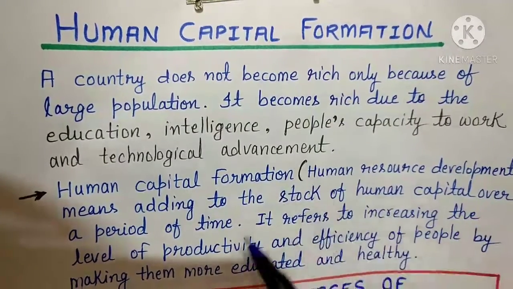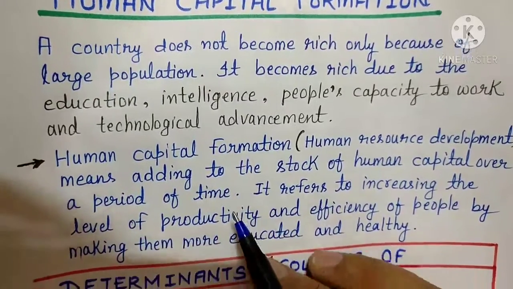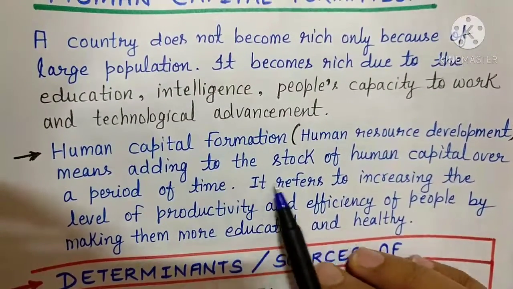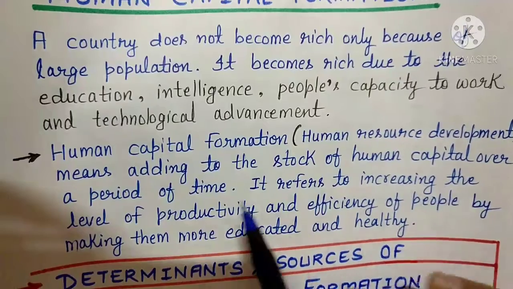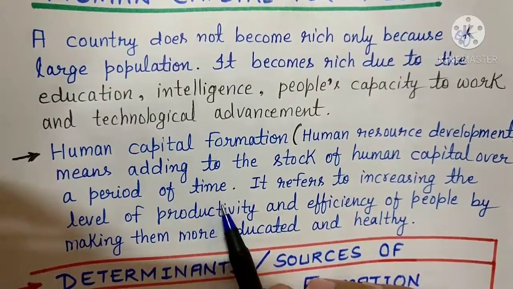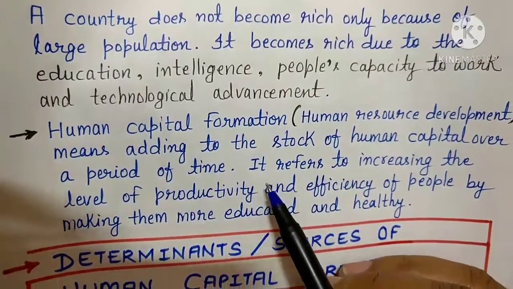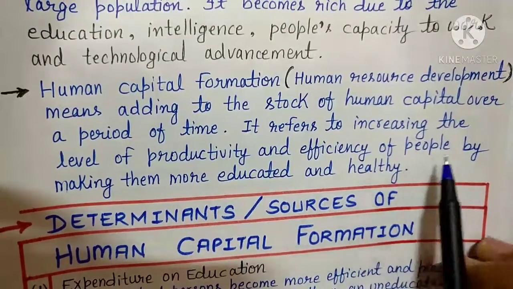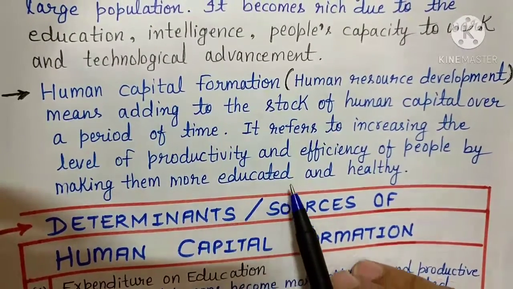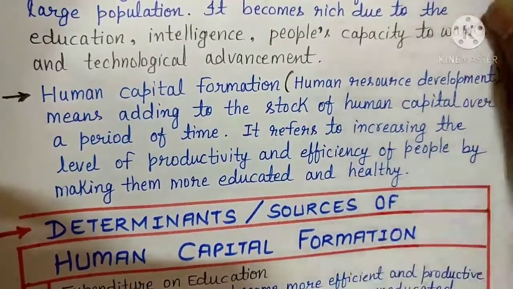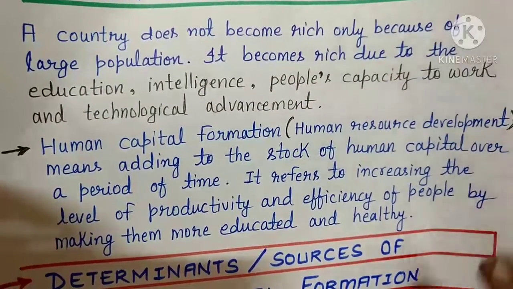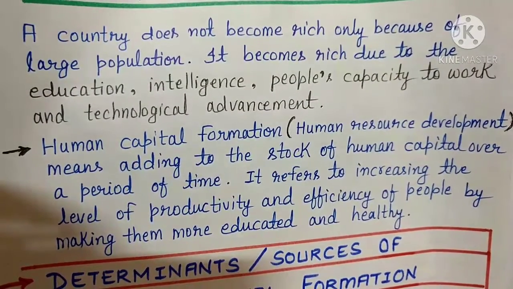So human capital formation, which you can also call human resource development, means adding to the stock of human capital over a period of time. It means to make people good resources. It refers to increasing the level of productivity and efficiency of people by making them more educated and healthy. See, when we give a good quality of education, it will help them to increase their intelligence.